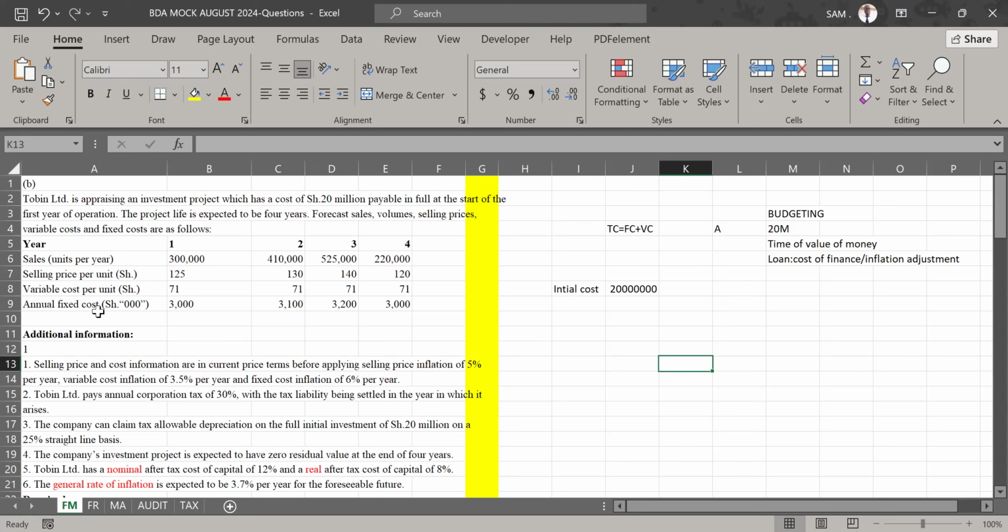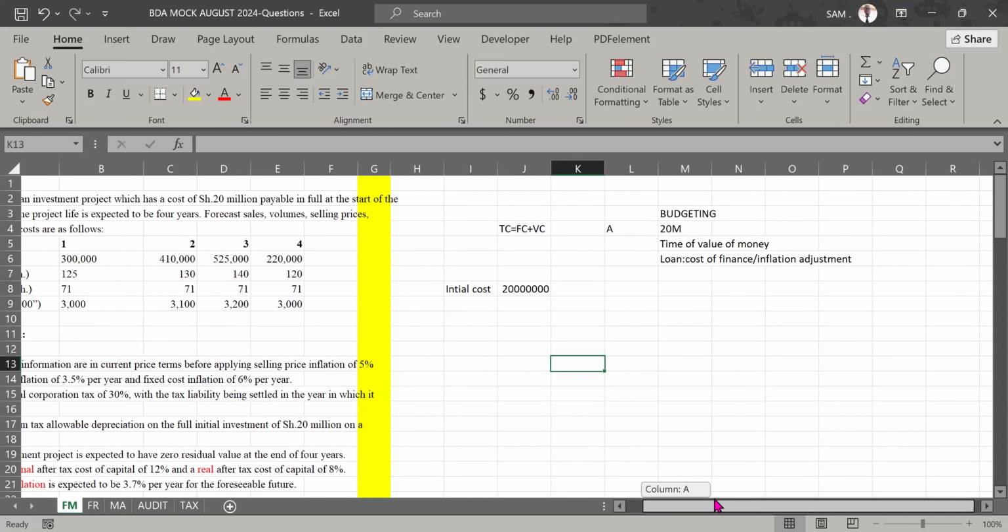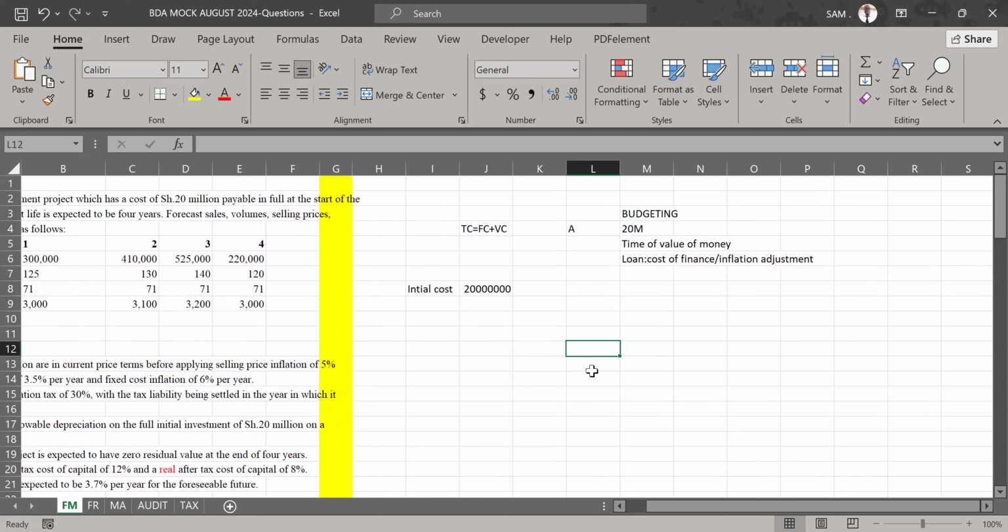Fixed cost, usually they don't say fixed cost per unit. No, fixed cost, you know what element it represents. So let's put the information together step by step.